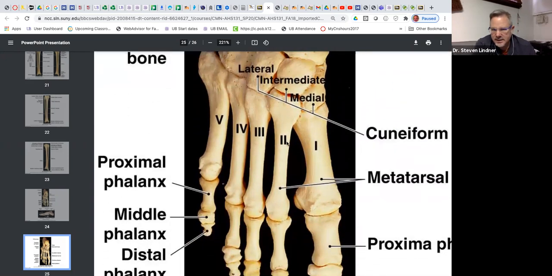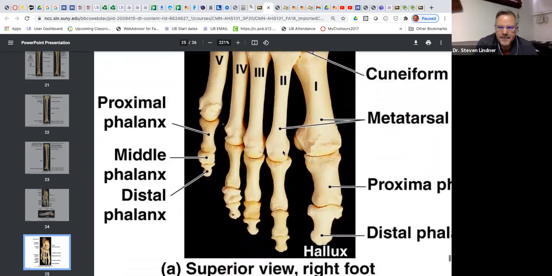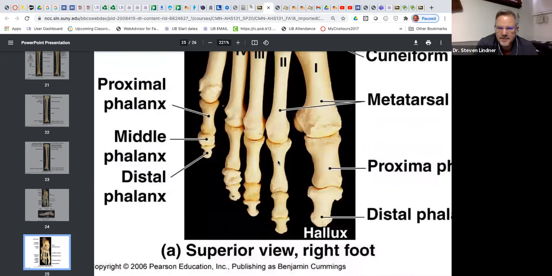So if you're asked on an exam, what is this? You can't just say metatarsal. You would say second metatarsal, or metatarsal 2. If you're pointing to here, you would say second proximal phalange. Okay.